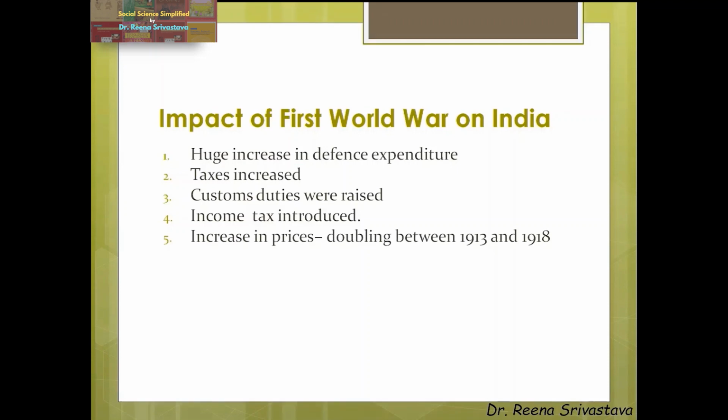During war there is a disruption in supply of consumer goods. So what happened? It leads to an increase in prices. So the prices doubled between 1913 to 1918. Then there was forced recruitment of rural people in the British Army. They were forced to join the British Army and fight on behalf of Britain in this war.